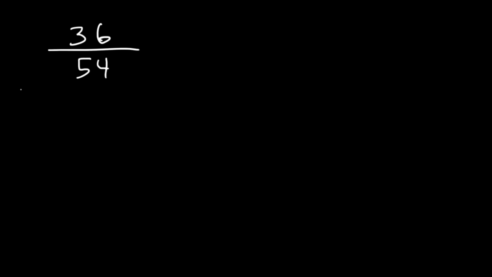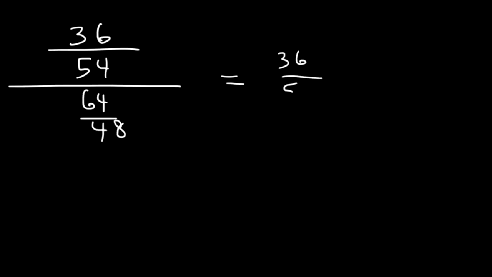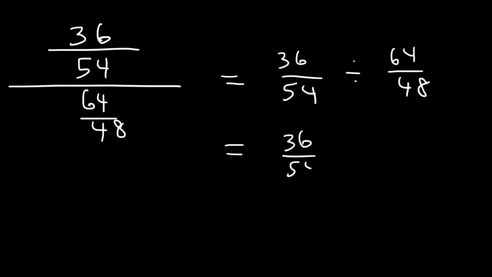Now, what if you see a problem that looks like this? 36 over 54 divided by 64 over 48. If you have a fraction written this way, what should you do? This expression is equivalent to saying 36 over 54 divided by 64 over 48. And then we can use the keep, change, flip principle. Let's keep the first fraction the same. Let's change division to multiplication, and then let's flip the second fraction.